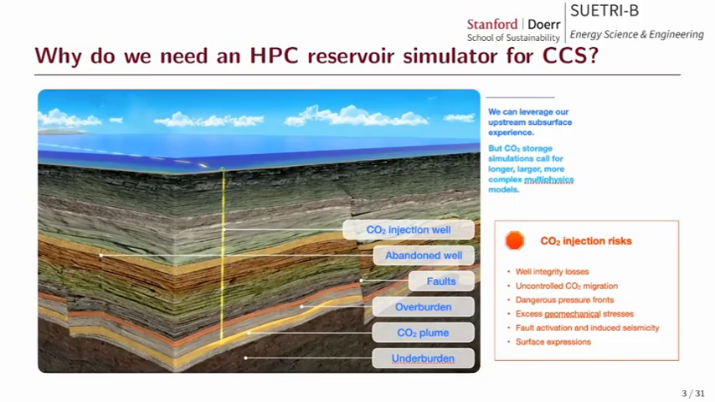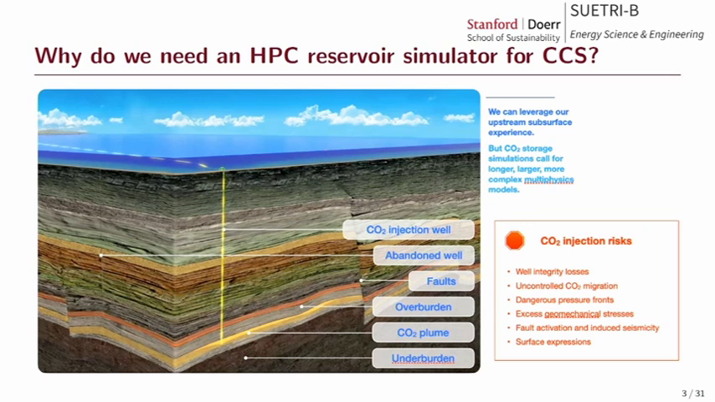Okay, so to answer this question of why do we need an HPC reservoir simulator, what comes to my mind is that in the upstream subsurface, we have a lot of experience in oil and gas technology that we can leverage to expand CO2 storage and the operation of CO2 storage sites. But despite that, I think the main bottleneck for CO2 storage is that there is a large demand on expanding not only the spatial scale, but also the time scale. So we have a call for larger simulations, essentially. So we need infrastructure that can cope with this.